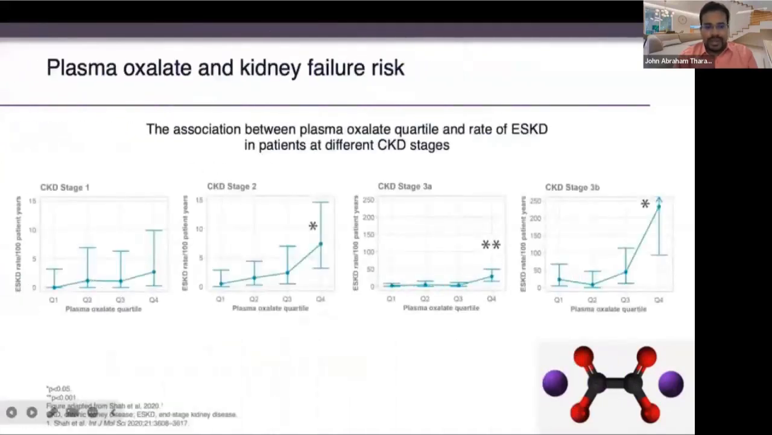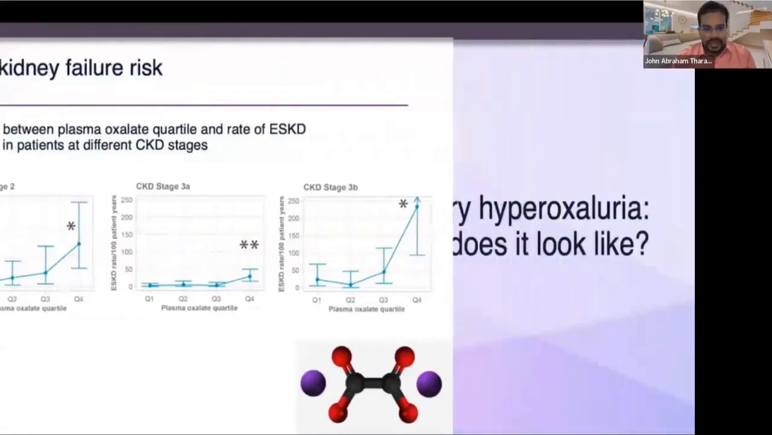Plasma oxalate and kidney failure risk: the association between the oxalate quartile and rate of end-stage kidney disease in patients at different CKD stages. You can see on the x-axis plasma oxalate quartile, and on the y-axis end-stage kidney disease, at various CKD stages from 1 to 3B. In the highest quartile of plasma oxalate, there is the highest risk of end-stage kidney disease.